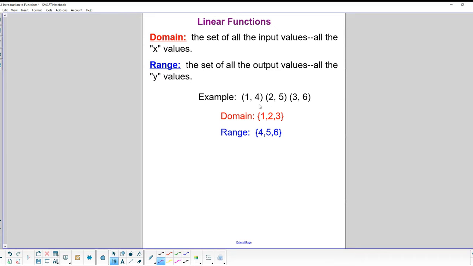So here's an example. Here's a little group of ordered pairs. We notice that all the x values, the first numbers, are 1, 2, and 3. So that would be considered the domain. If you're asked to find the domain of a relation, that's what you'll do. The range, on the other hand, is just all of the y values. So 4, 5, and 6 are the y values. And then you put those in a little set bracket notation. And that's how you find the domain and the range.